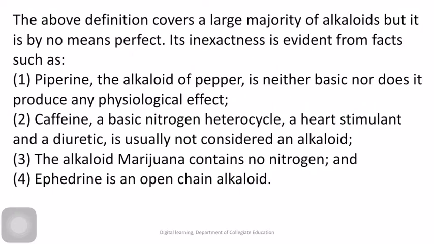The reason is, first one, piperine. The alkaloid of pepper is neither basic nor does it produce any physiological effect. Got it? Second one, caffeine, a nitrogen heterocycle, a heart stimulant and a diuretic, but it is not considered as an alkaloid. Third one, marijuana contains no nitrogen. Then fourth example, ephedrine is an open chain alkaloid. Okay, so these are some examples.